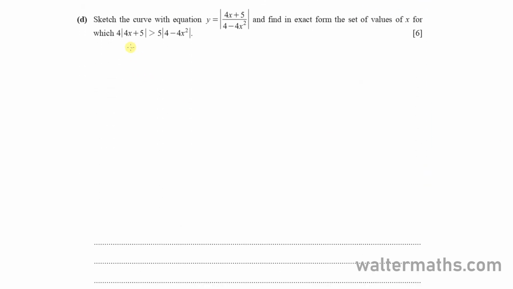On part D, the question says, sketch the curve with the equation y is equal to mod of 4x plus 5 over 4 minus 4x squared, and find in exact form the set of values of x for which 4 of mod of 4x plus 5 is greater than 5 of mod of 4 minus 4x squared.